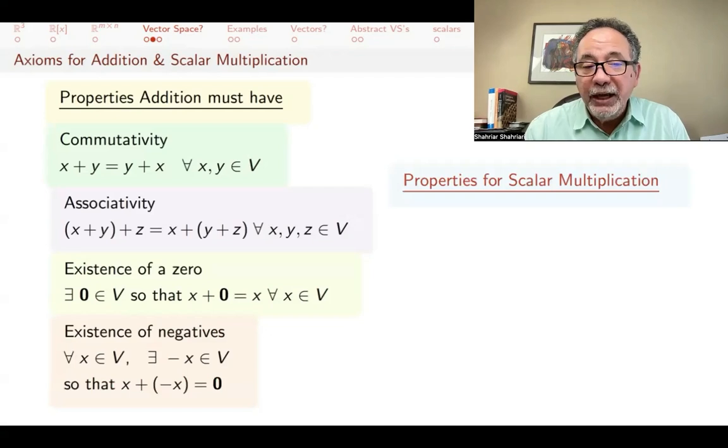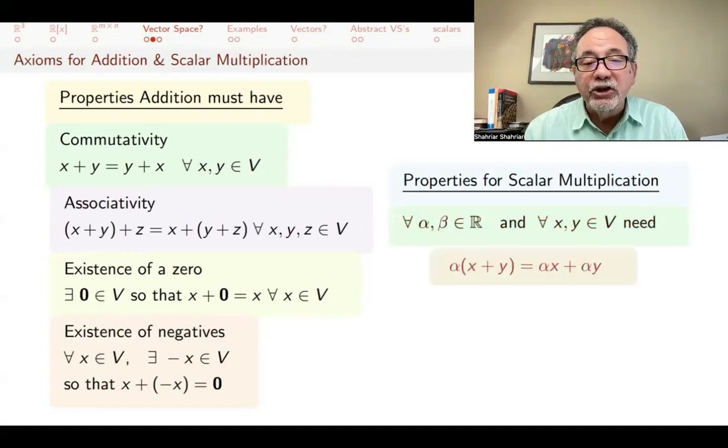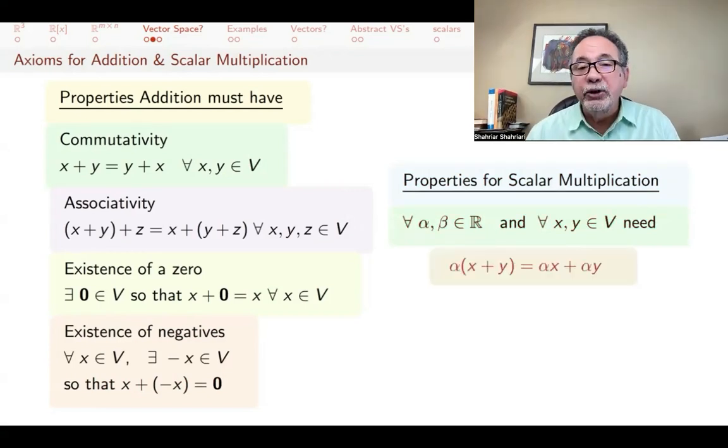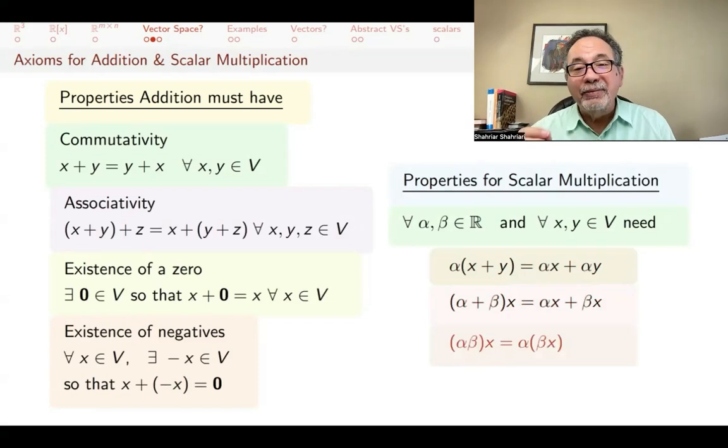Now, scalar multiplication also has to have four properties. If alpha and beta are real numbers, are scalars, and x and y are elements of the vector space, you need a couple of distributive laws. Alpha times (x plus y) should be the same as alpha x plus alpha y. If you take a scalar alpha and multiply it by the sum of x and y, we should get the same answer as if you multiplied by x and y and then added them. (Alpha plus beta) times x should be alpha x plus beta x. (Alpha beta) times x should be the same as alpha times (beta x).